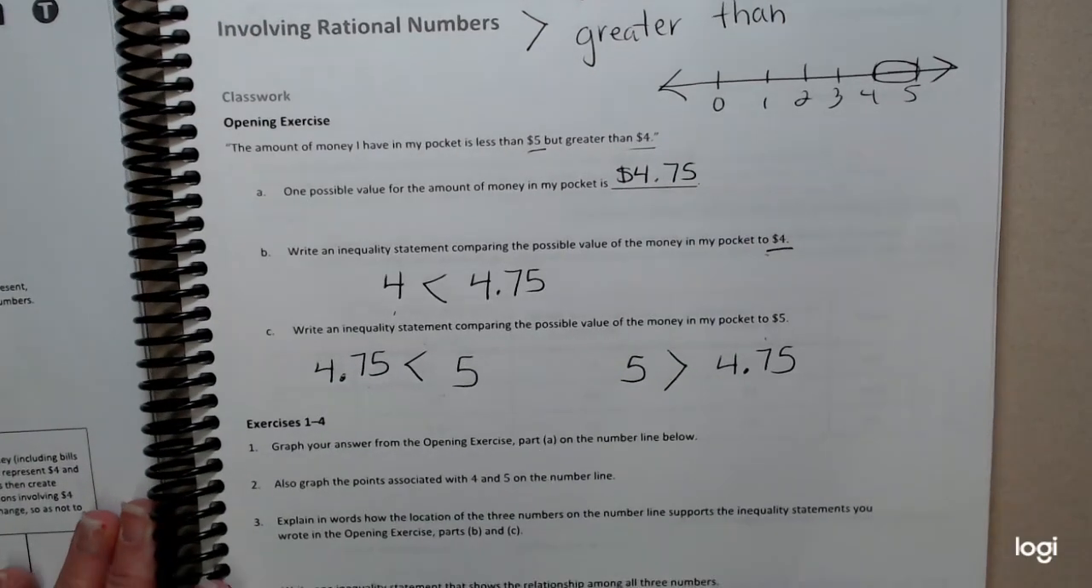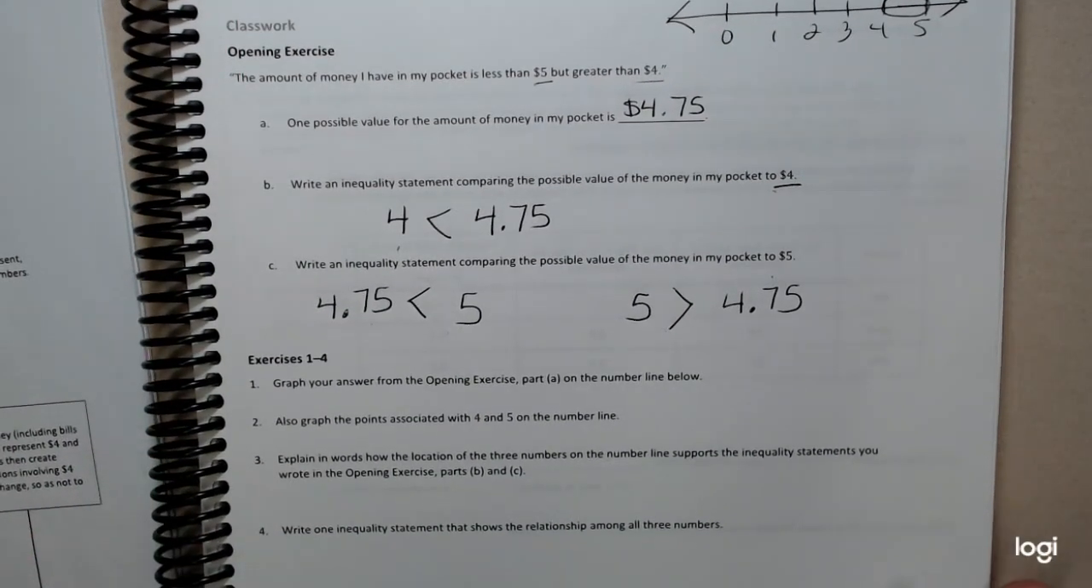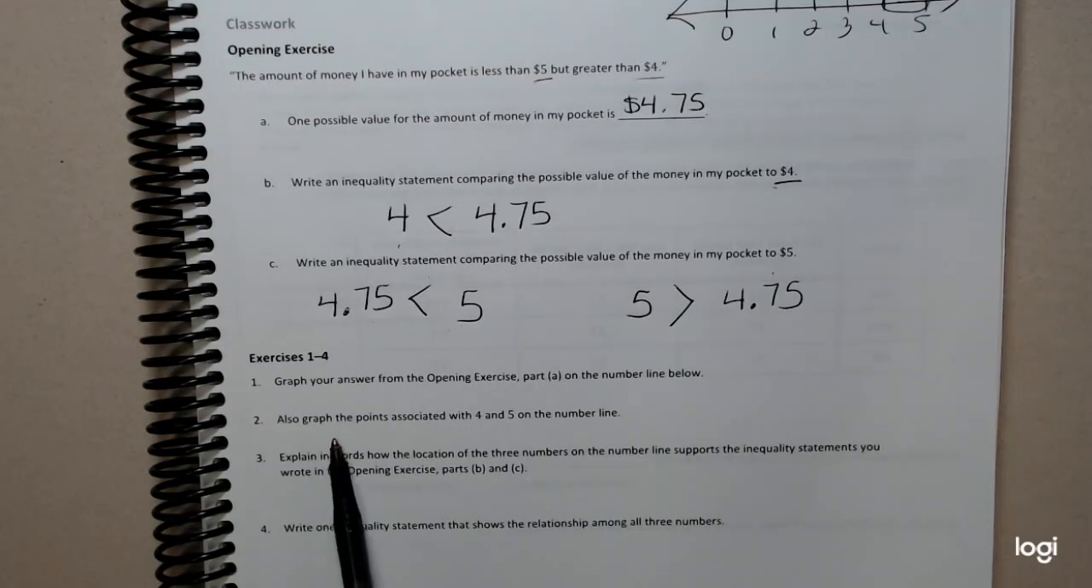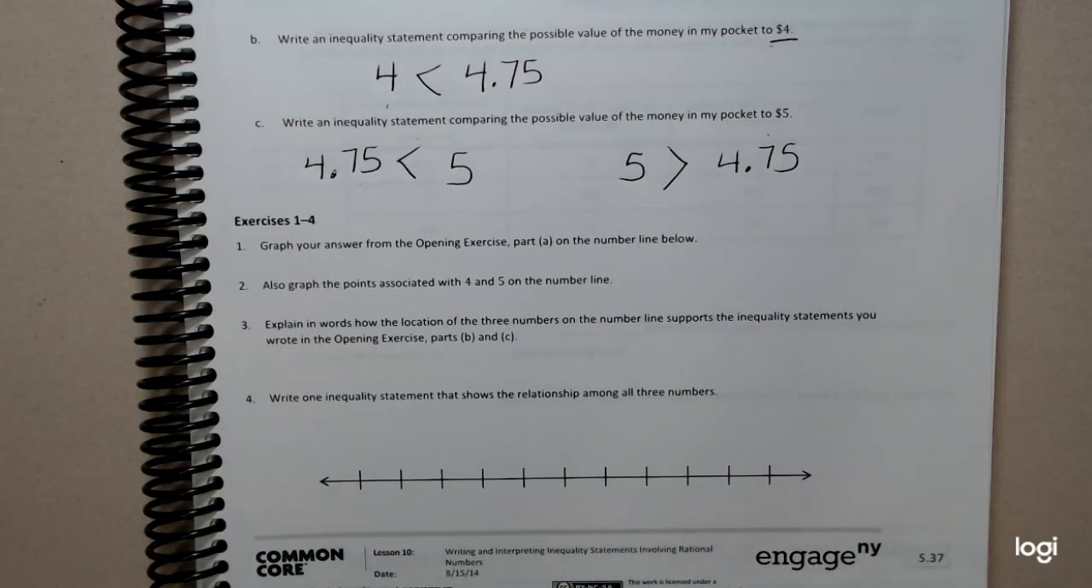Okay, so we're looking at inequalities today and putting our rational numbers in order. Let's go down to exercises 1 through 4. It says graph your answer from the opening exercise A on the number line. Also, graph the points associated with 4 and 5 on the number line. So the first thing we need to do is look at our number line, and decide how we want to number it, what pattern we want to use.